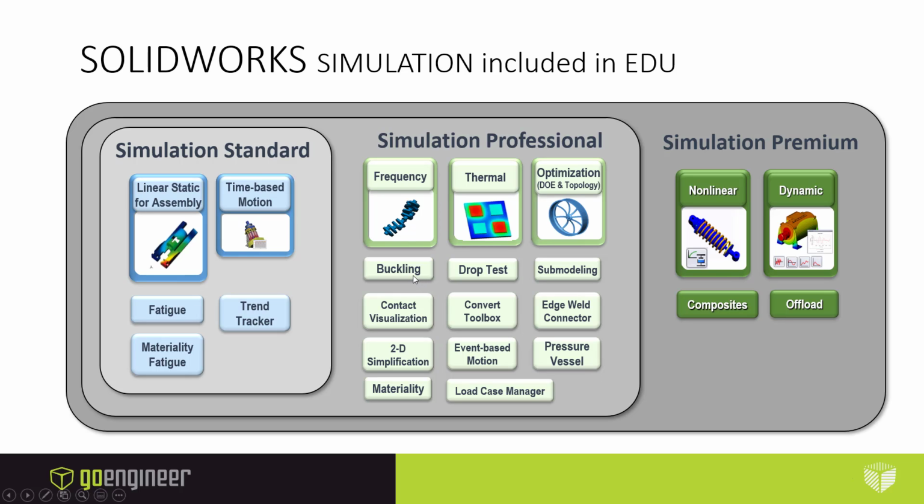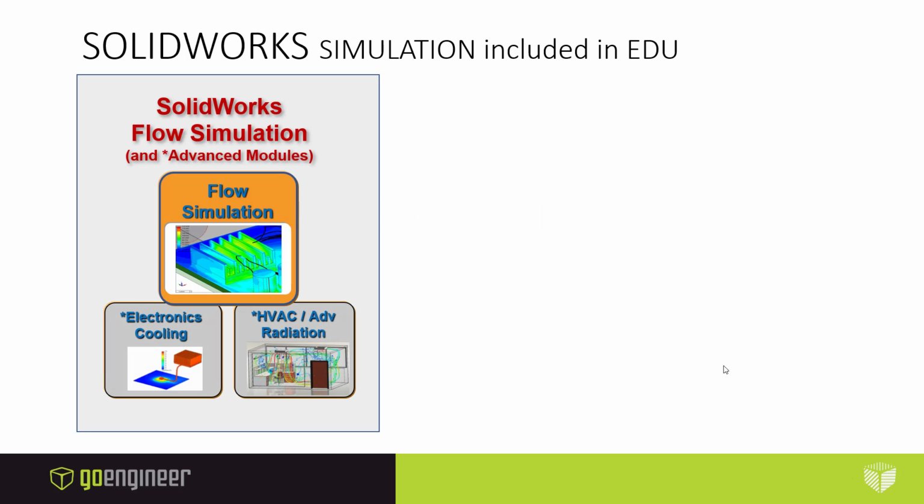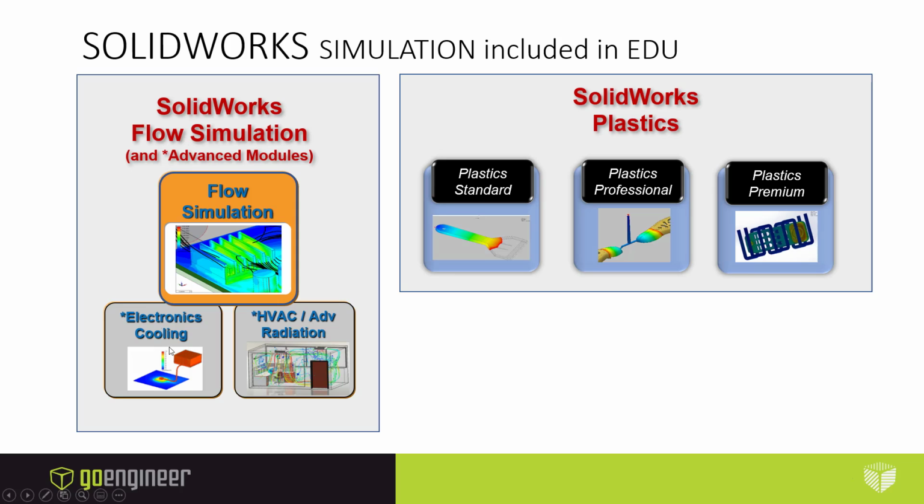But buckling analysis for things like the tie rods, not the tie rod per se, but the other rod, the one that's in compression. You can do a buckling study on that. And then edge weld connectors, a lot of other tools that are available as well, all included with the EDU package. And just like I said on the flow side, it includes an electronics cooling module, an HVAC module, and even some injection molding plastics tools if you're teaching students about injection molding.